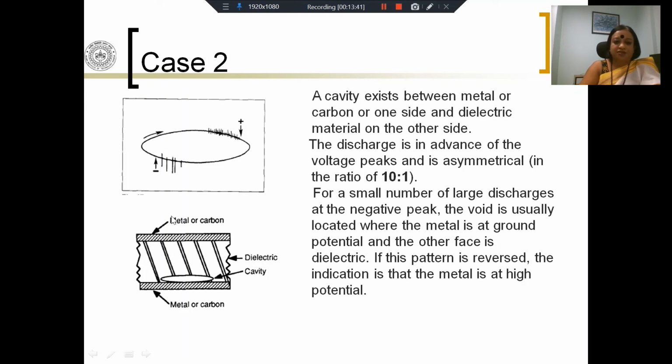When you see this pattern, you know immediately that it does not match the pattern we have just encountered. This is typical of a pattern where you have a cavity which is close to one metal. So on one side the cavity has metal, and on the other side it has dielectric. So it must be due to some kind of delamination between the electrodes and the dielectric material. If you have a small number of large discharges at the negative peak, it means that the void is usually located where the metal is at ground potential and the other face is the dielectric. If this pattern is reversed, the indication is that the metal is at the high potential. So here you have the negative peak scenario.